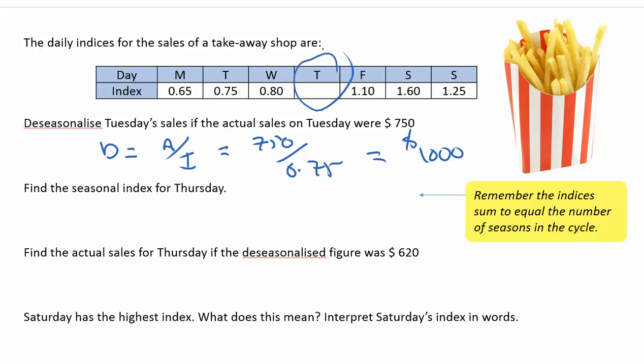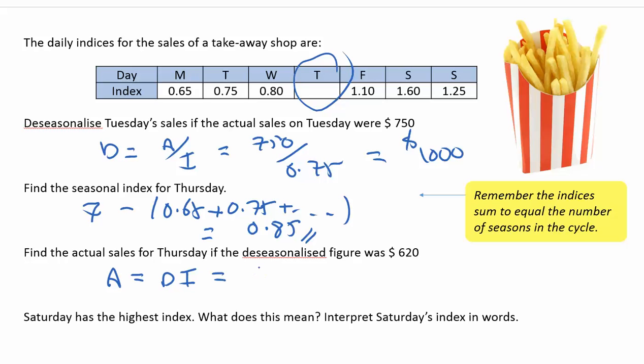Now, you'll notice when we're given the original data, we weren't given the figure for Thursday. Now, what we've got to do there is to get hold of the number of days of the week, which is 7, and take from that the 0.65, etc. And when we do that on our calculator, we'll end up with 0.85. For the actual sales on Thursday, the deseasonalised figure is 620. That would make sense for them to be slightly lower than the Friday, Saturday and Sunday.